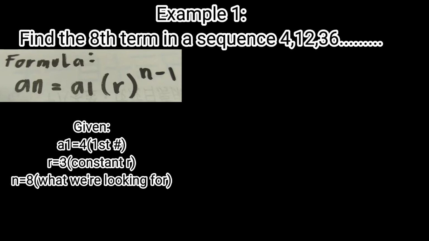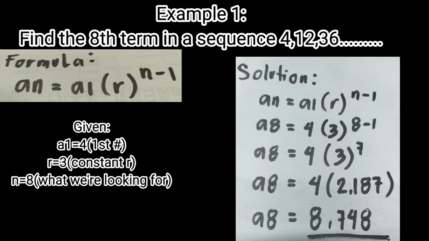Now, where did the constant ratio 3 come from? From our sequence 4, 12, 36, and so on, what will you multiply to 4 and the product is the second number? 3, right? Same with 12 times 3 is the third number, and so on. Meaning our constant R is 3.